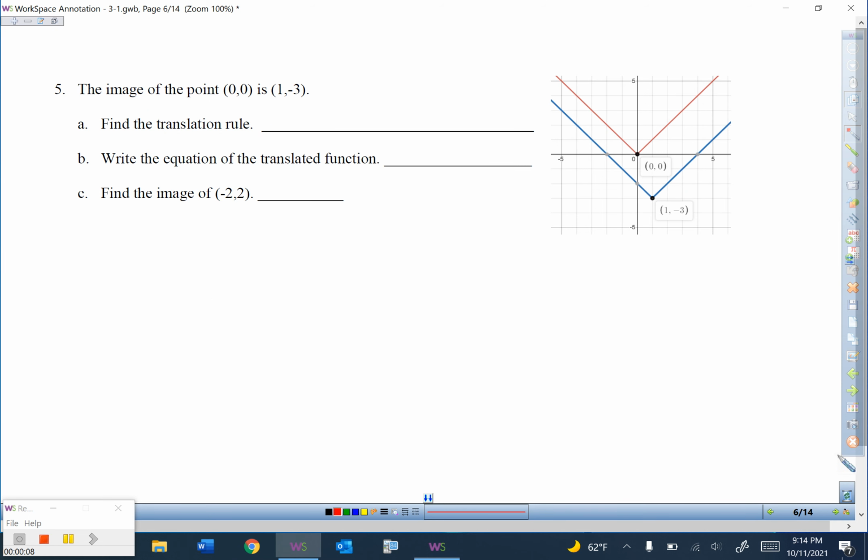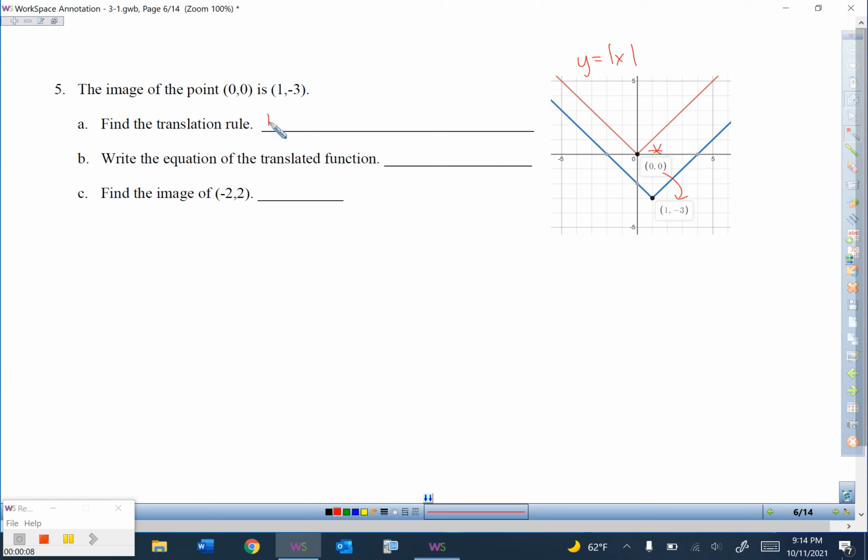Next up, we're going to talk about graphs and making sure we can write rules and equations from them. So you'll notice over here we've got this V shape. That's our y equals absolute value parent function. And it says find the rule that would make (0, 0) go to (1, -3). So that tells us direction. We're starting at this (0, 0) and going to that other one.